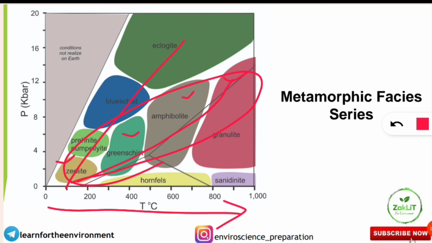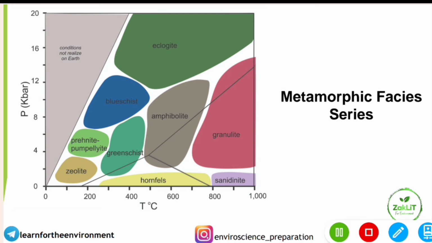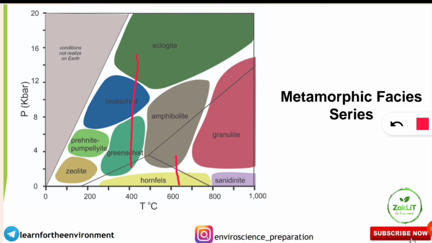Similarly, you can see in this direction also it changes according to temperature and pressure, as we have known: hornfels, green schist, blue schist, then eclogite. Similarly, you can say hornfels, then amphibolite, then eclogite. So how will you remember this graph? This looks a little bit confusing.